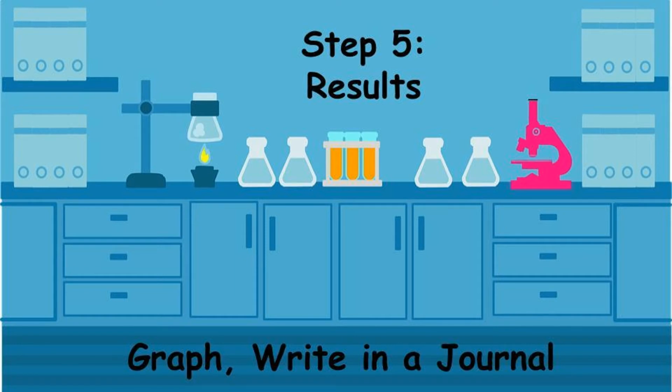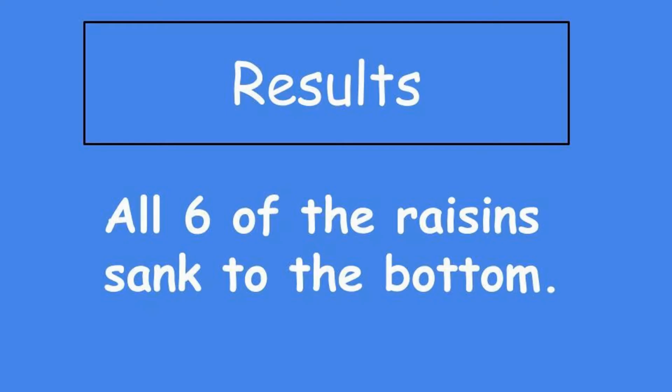During step 5 of the scientific method, you're going to find your results of the experiment. When you do this, you might notice patterns that happened during the experiment. You might also take the data and create a graph. To find the results of this experiment, I counted the amount of raisins that sank to the bottom. In this case, my results show that all 6 of the raisins sank to the bottom of the glass of water.